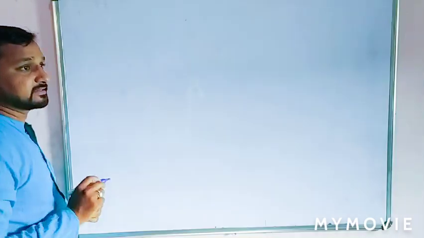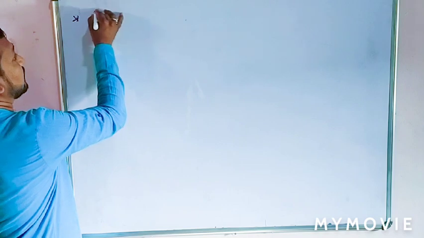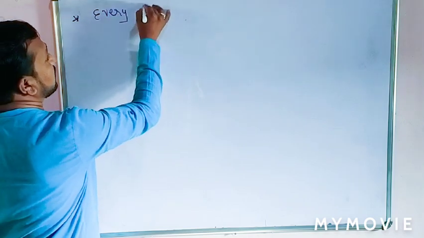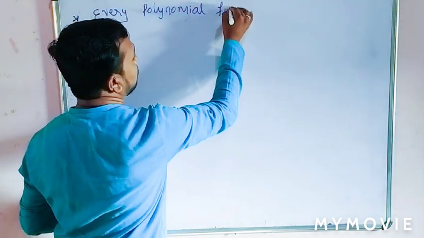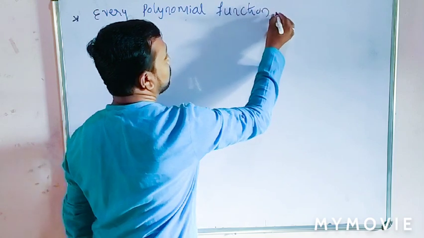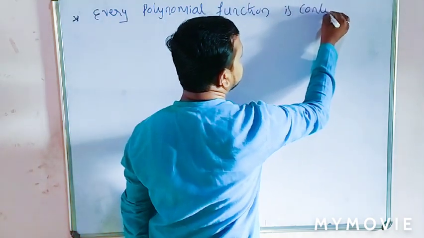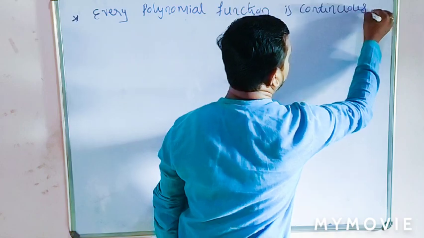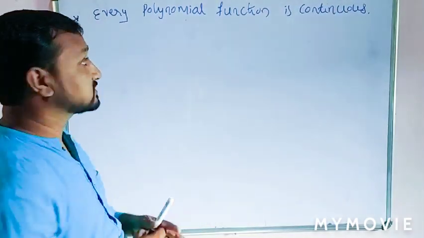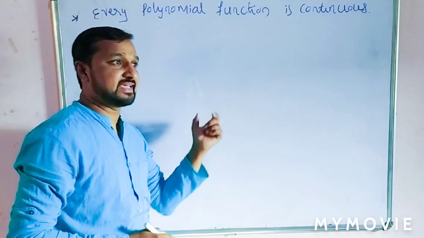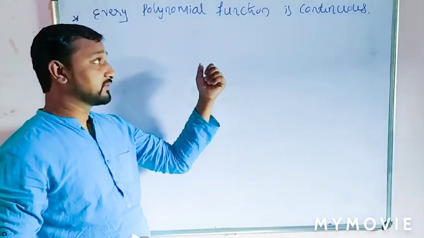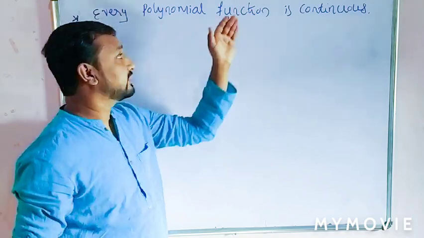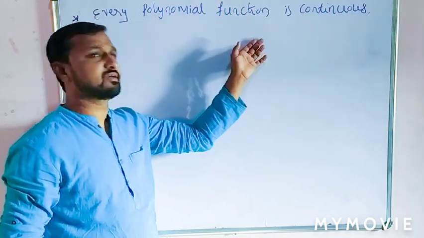So here some important theorems, or some important facts, are there. The first one: every polynomial function is continuous. Is that clear, students? A polynomial function is p of x equal to a naught x raised to n, plus a1 x raised to n minus 1, plus a2 x raised to n minus 2, up to an. Here every polynomial function is continuous.